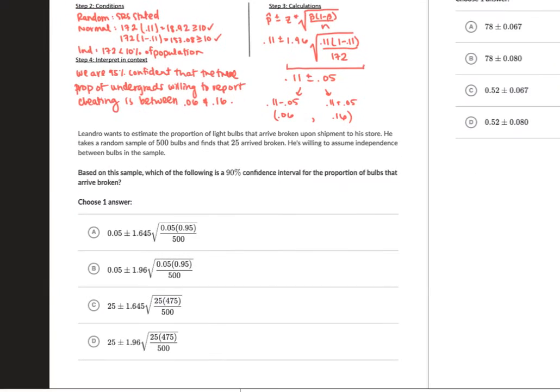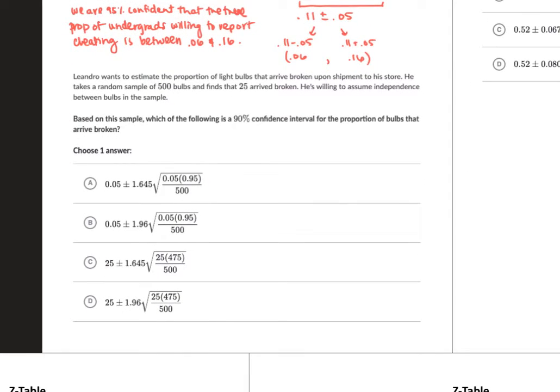All right, let's take a look at a couple multiple choice problems. These are a little bit easier because you don't have to check all the conditions or anything. So this one says, Leandro wants to estimate the proportion of light bulbs that arrive broken upon shipment. He takes a random sample of 500 bulbs, finds that 25 have arrived broken. So we're going to use that to calculate p hat. That's 25 out of the 500 were broken. So 25 divided by 500 is 0.05.